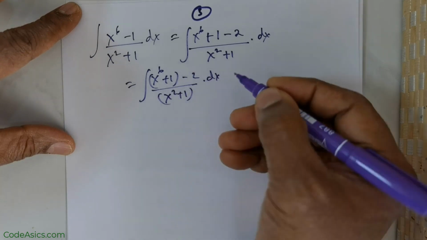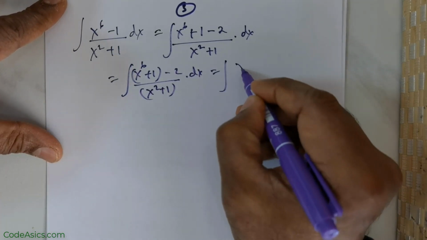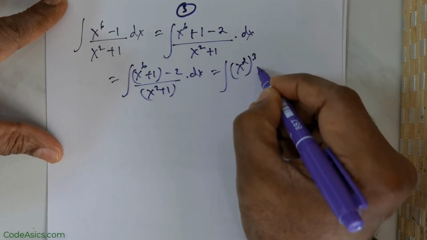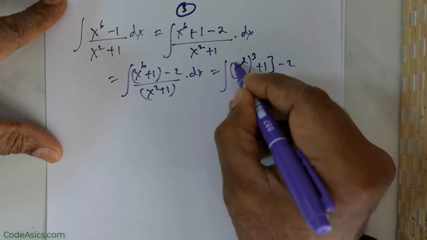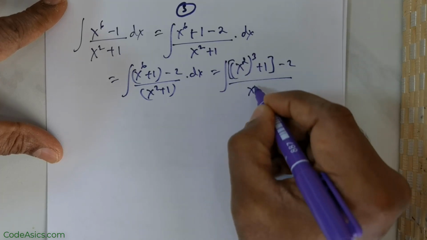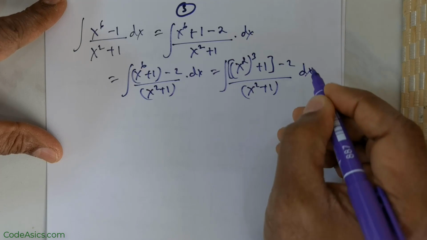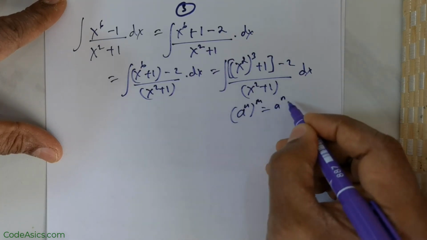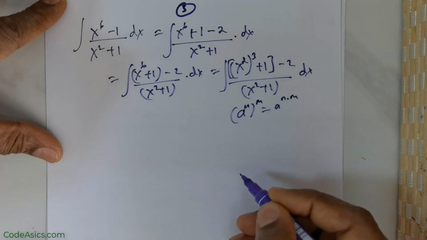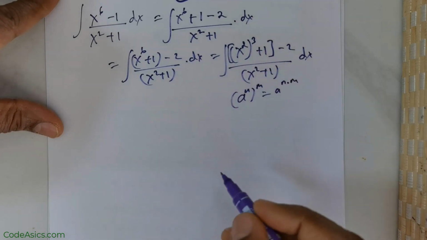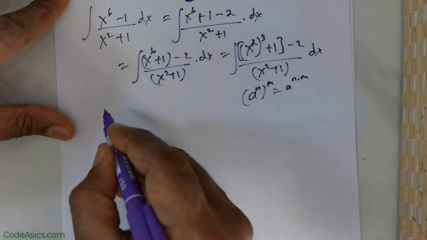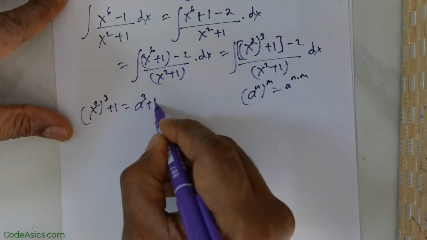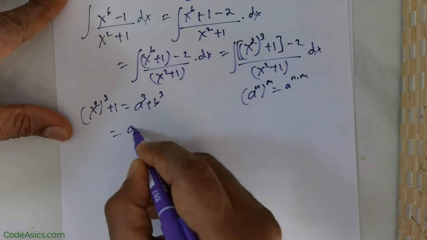Then I would like to rewrite this as x to the power of, can I write it as, x squared raised to the power of 3 plus 1, followed by a negative 2, divided by x squared plus 1, times dx. Of course, because a raised to the power of n, raised to the power of m, is a raised to the power of n times m. So this is going to be x to the power of 6. Now this term, x squared raised to the power of 3 plus 1, is nothing but a cubed plus b cubed. Now a cubed plus b cubed has a formula.